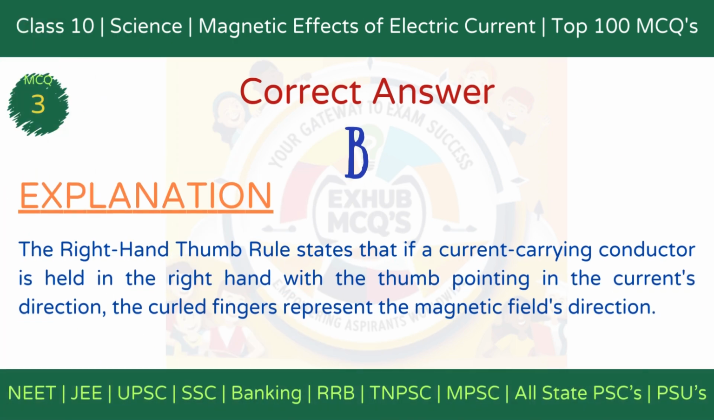The correct answer is option B. Right-hand thumb rule. Explanation. The right-hand thumb rule states that if a current-carrying conductor is held in the right hand with the thumb pointing in the current's direction, the curled fingers represent the magnetic field's direction.